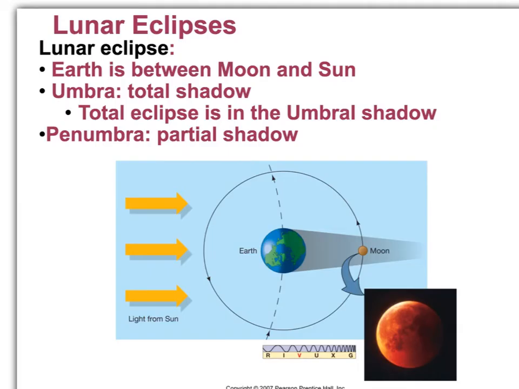So our first type of eclipse, and we've already seen both of these this year, is a lunar eclipse. This should be a bit of a review for you. So when the Earth is between the moon and the sun, the umbra is that total shadow. The total eclipse is when it's within the umbral shadow, and the penumbra is the partial shadow. And as we've already seen, we see that red, and here is that period. The shadow of the Earth is much larger than the moon, so we see it in complete total eclipse when it's passing within that. Alex made that beautiful time lapse showing this.